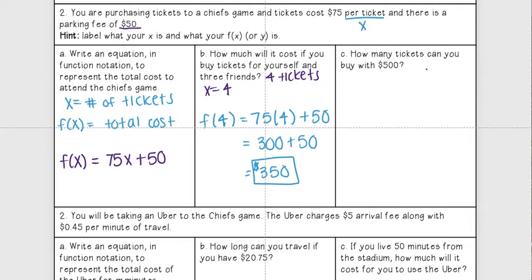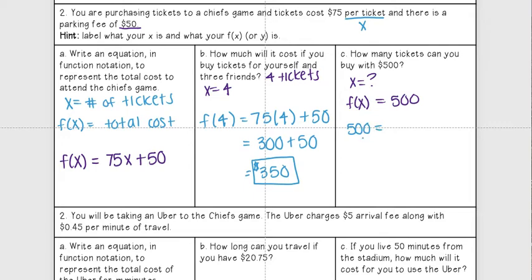Okay, now it says, how many tickets can you buy with $500? So this time, I don't know what x is. That's the mystery. That's what I'm trying to find. However, I do know at the very end my total cost is 500. So I know that f of x is equal to 500. So I'm going to go ahead and plug that into my equation over here. So now instead of f of x, I already know the total cost. I know that's 500. So I'm going to replace f of x with 500.